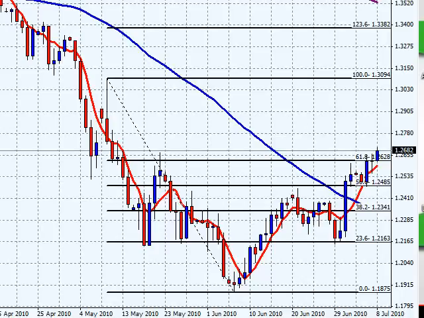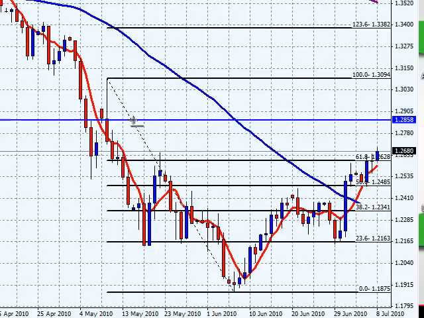Now, where do I think we could continue to go? Well, there are a few levels that get my attention. Obviously, this level right here is an important level. You'll see this candle come up to a high of 1.2856, and this candle here come down and close fairly close to the same level. So the 1.2860 area, I think, is a pretty important level to keep in mind.